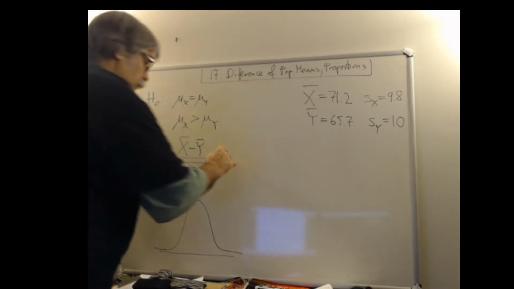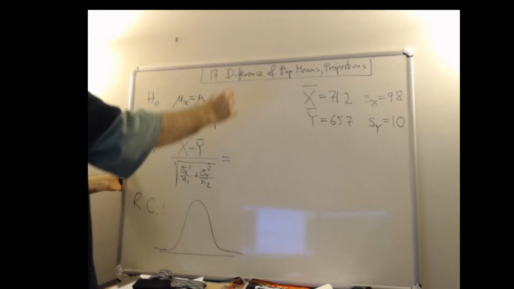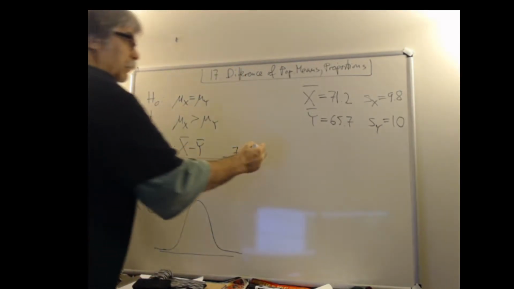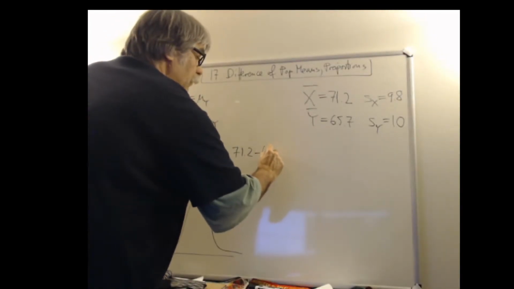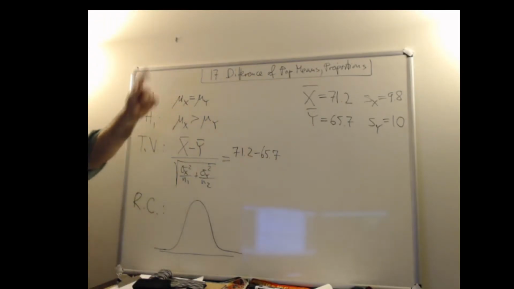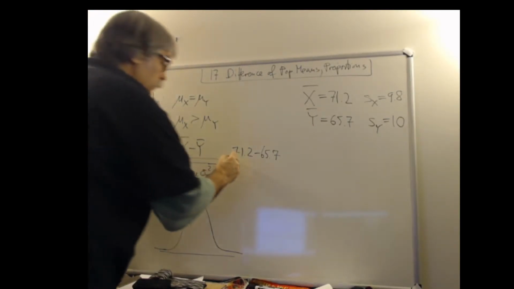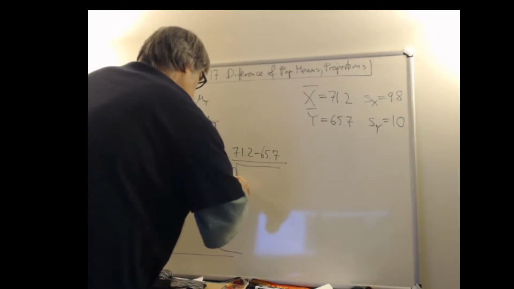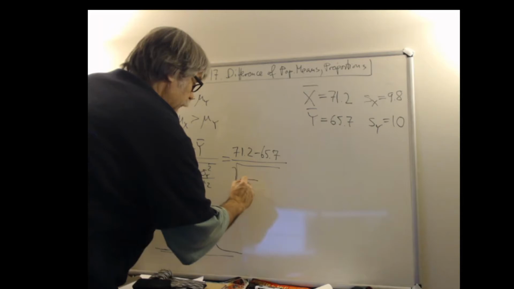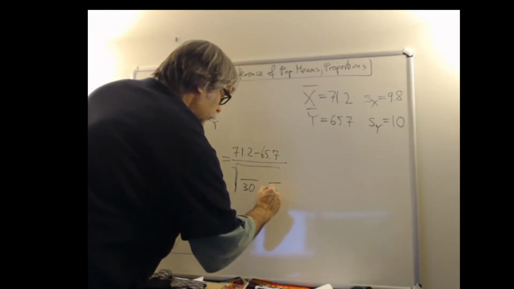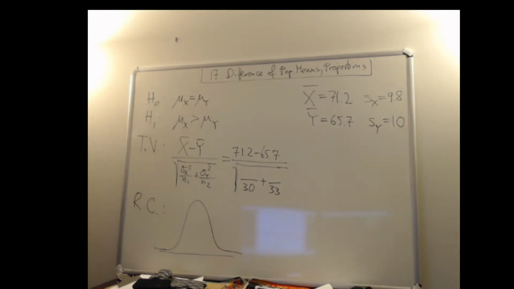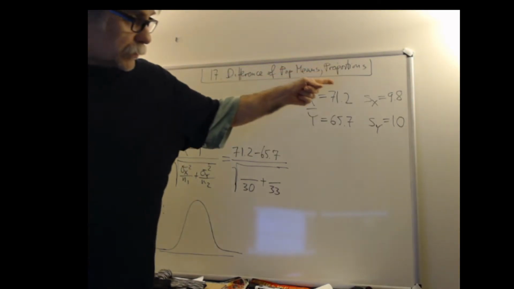So the test value is going to be 71.2, x bar minus y bar. And again, notice I choose the x to be the one with bigger numbers, the students who score better, right? And down there I need to have these numbers. Well, I do have 30 students in the first group, I have 33 students in the second group, but I don't have a population standard deviation, I have the sample standard deviation, S.